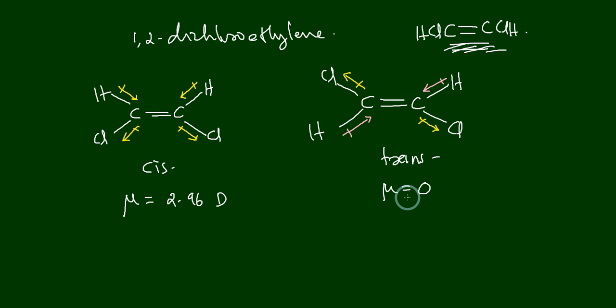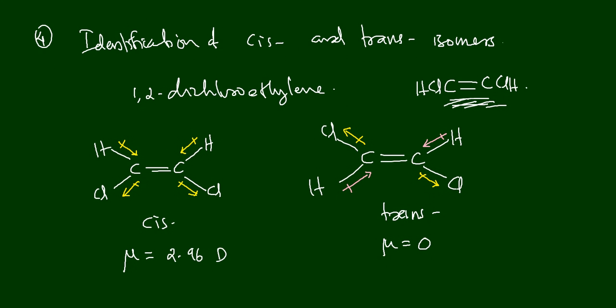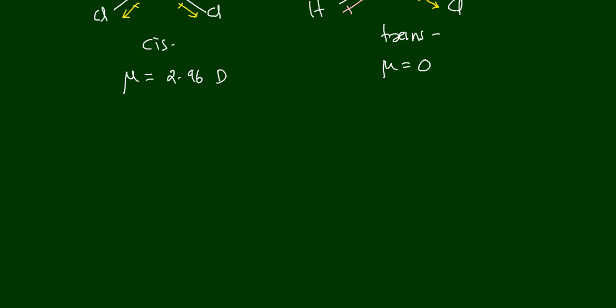So if we get a product and do not know whether it is cis or trans, we can measure the dipole moment. If you get a non-zero dipole moment, it means you got a cis product. If you get a zero dipole moment, it means you got a trans product. So this can be used for the identification of cis and trans isomers.